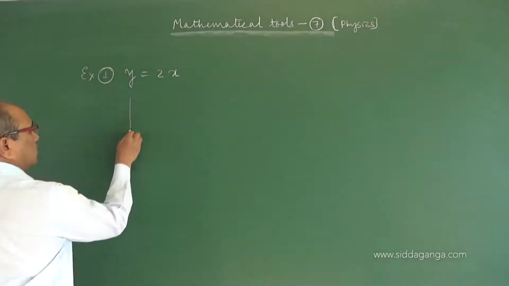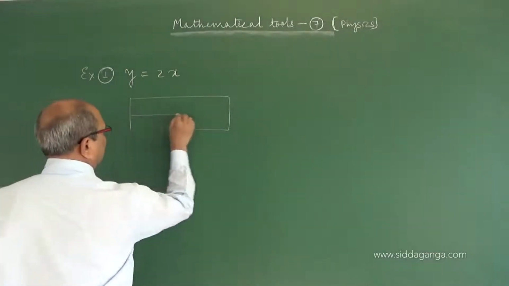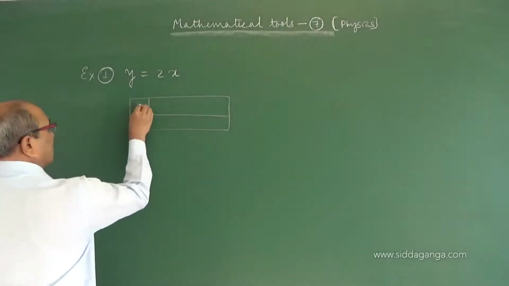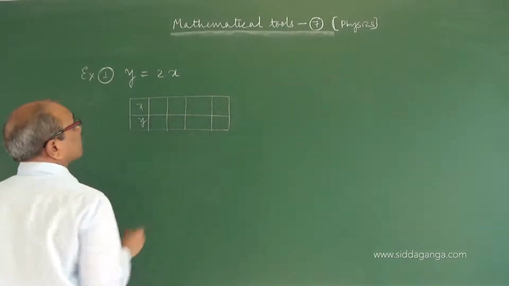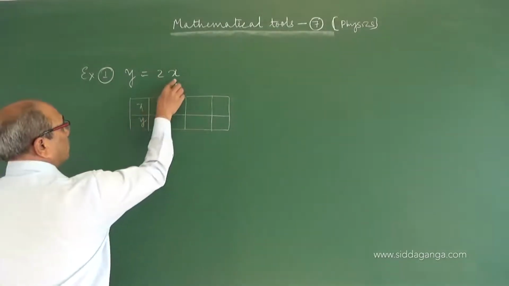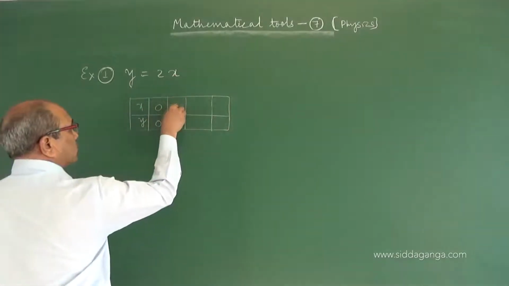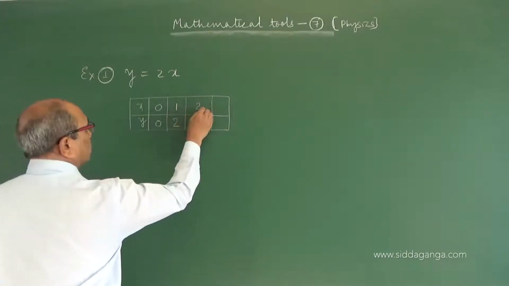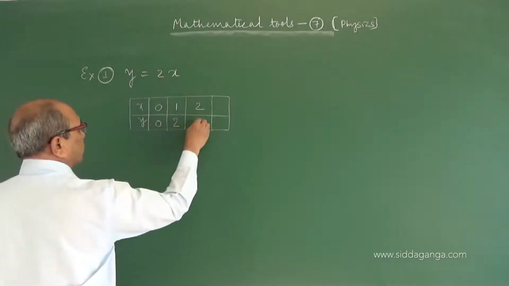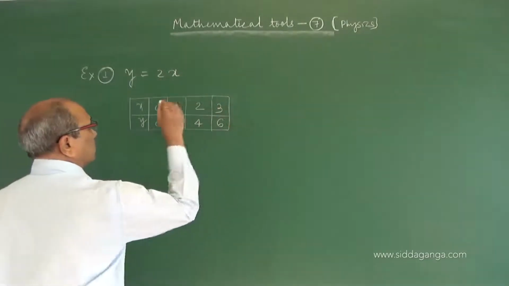If you have studied this in high school, I am showing the pattern to make it more convenient: x and y, giving the data. When you put x is 0, y is 0. When you put x is 1, it becomes 2. If you put 2, 2 2s become 4. Or if you put 3, it becomes 6, 3 2s.